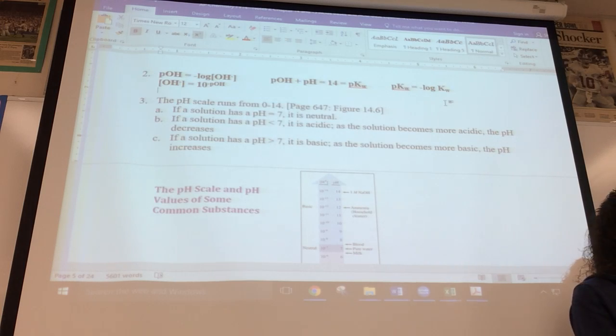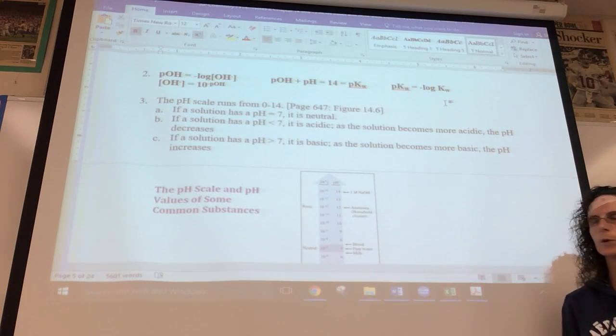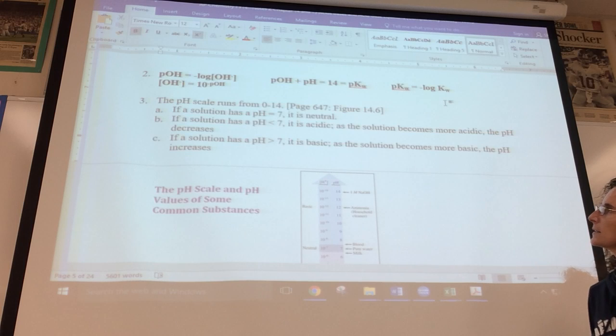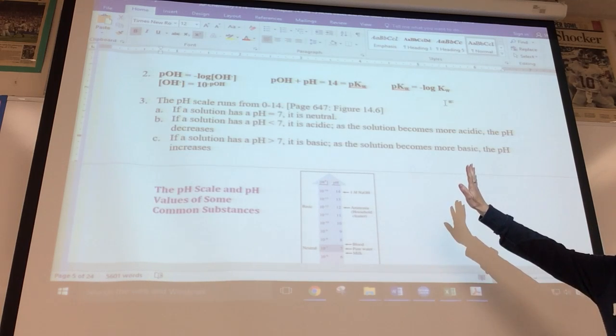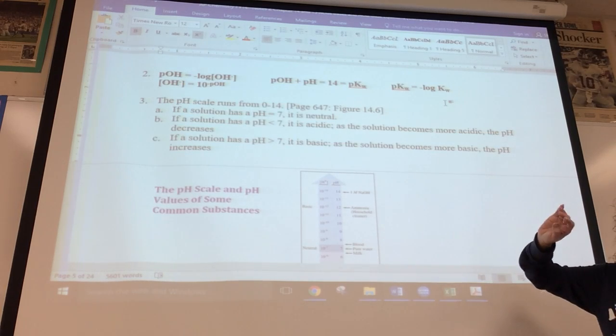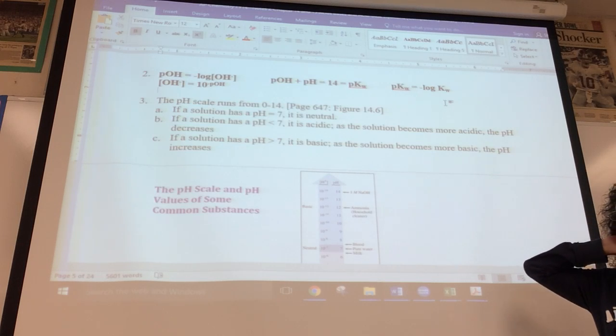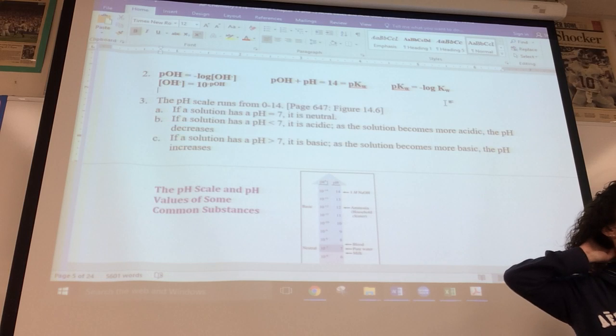And we'll get into pKa, pKb a little bit more in the weeks to come. So what's the pKw? pKw is 14. It's negative log of the Kw. Kw we established at 1.0 times 10 to the negative 14.